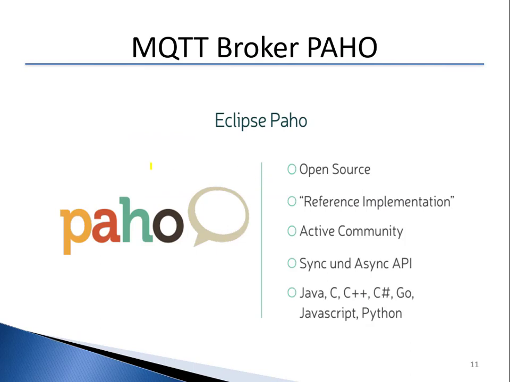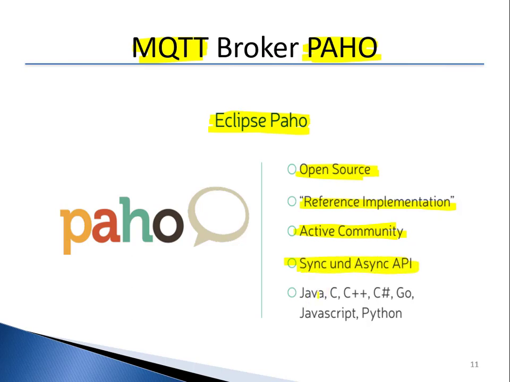There are different brokers available in the market. The first MQTT broker is Paho. You can Google Eclipse Paho, as it is developed by Eclipse, and read all the information. Paho is open source with a reference implementation. It has an active community, so you'll get community support. Sync and async APIs are available.